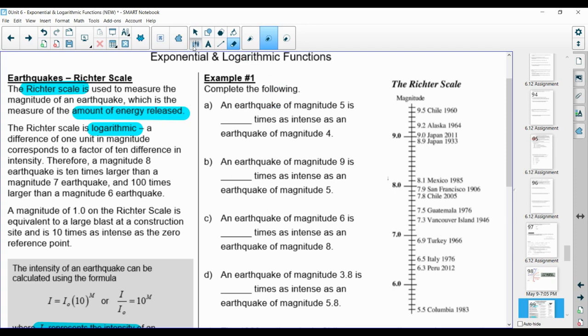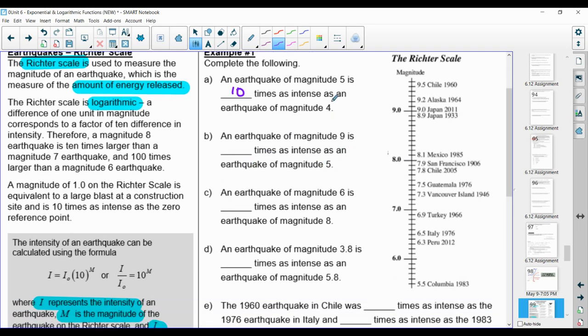An earthquake of magnitude 5 is blank times as intense as an earthquake of magnitude 4. Well, if we're moving from magnitude 5 to magnitude 4, 5 is bigger and it's 10 times bigger. Now, an earthquake of magnitude 9 is blank times as intense as an earthquake of magnitude 5.